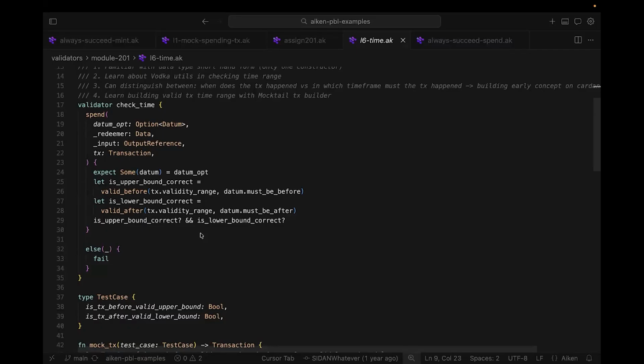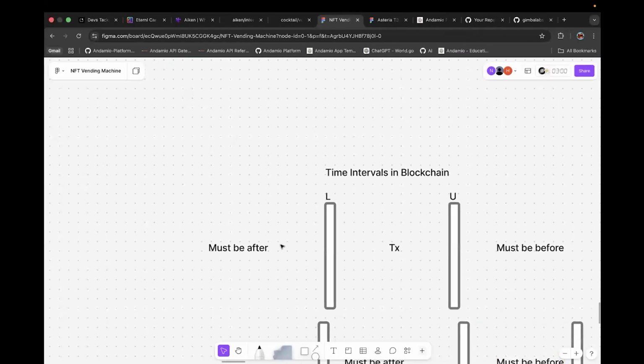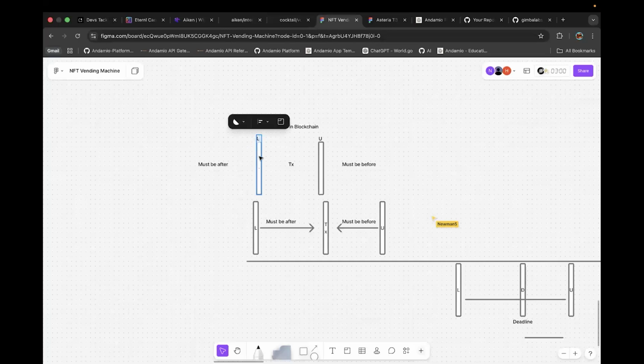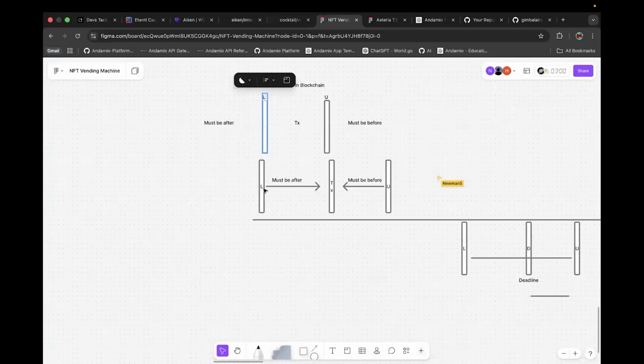Either only upper bound or lower bound, since we're dealing with just a specific deadline. Oh, okay, let me draw that out. I think I am understanding. So you are basically saying there's only one bound. Okay, so yeah, we have one bound.